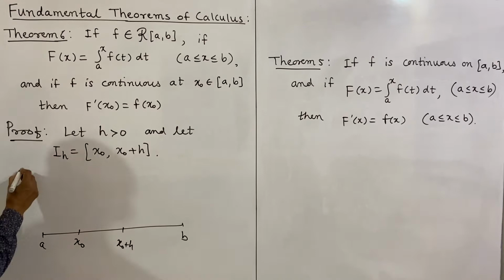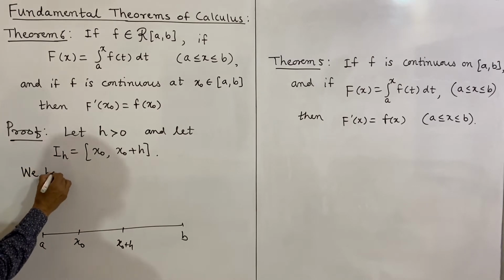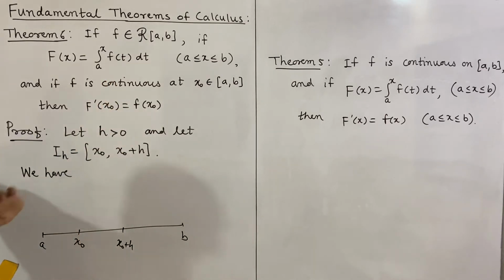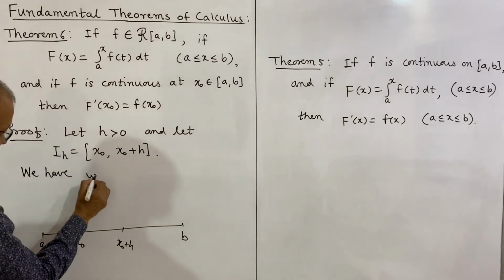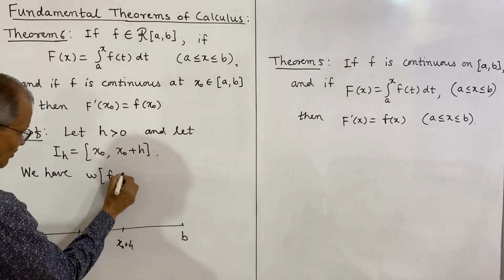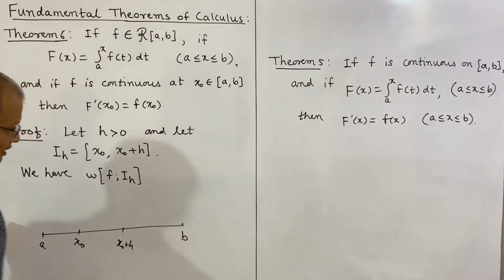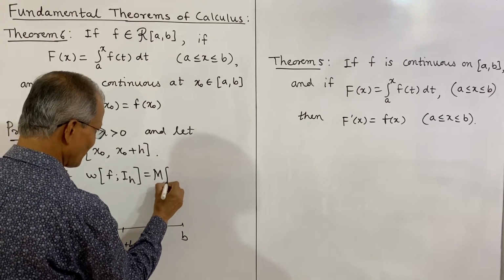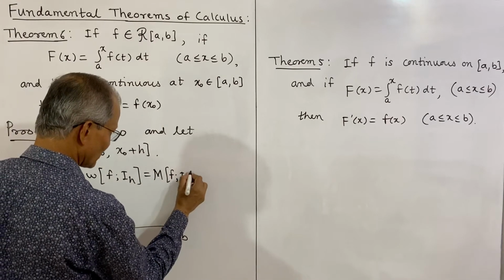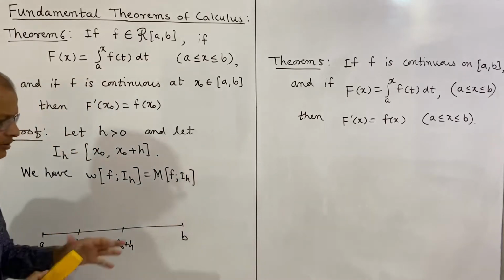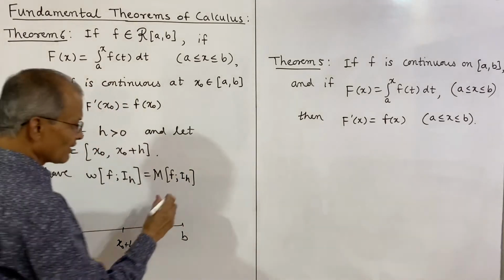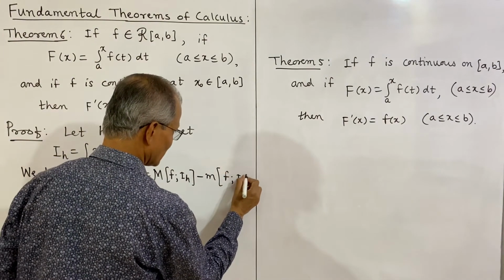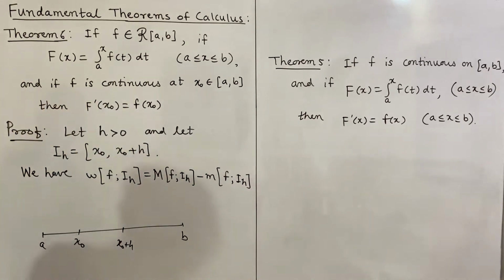Now we shall consider the oscillation of the function f in this interval, the function small f. The oscillation of small f over this interval I_h is, by definition, the difference of the maximum value of the function over that interval, which we have denoted by capital M, minus the minimum value of the function over that interval I_h. So, this is what we have by definition.